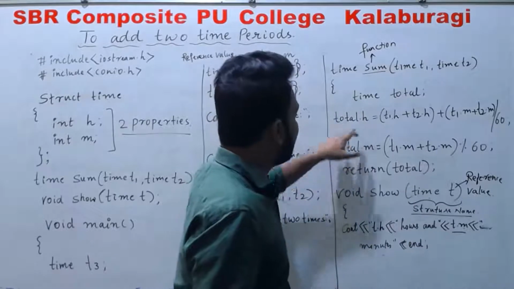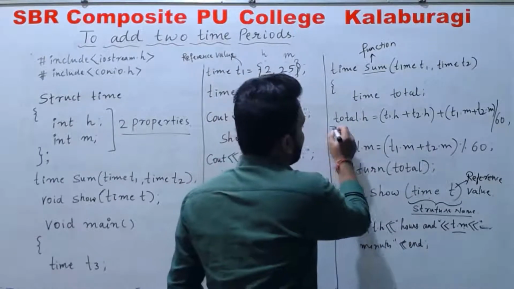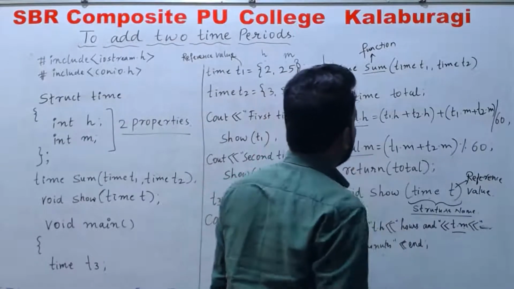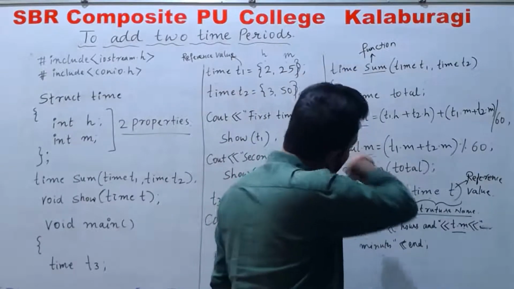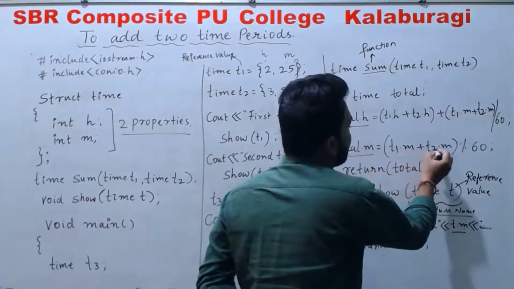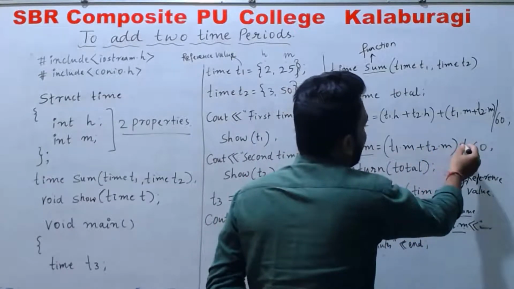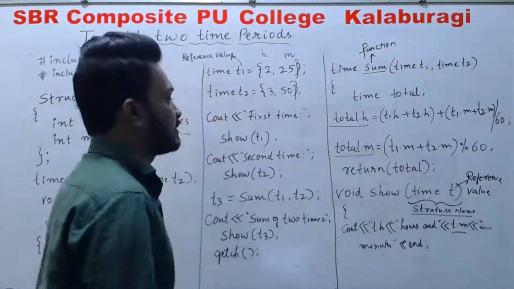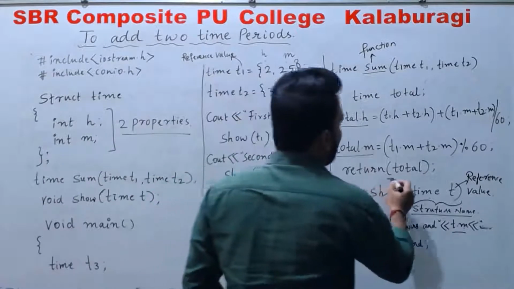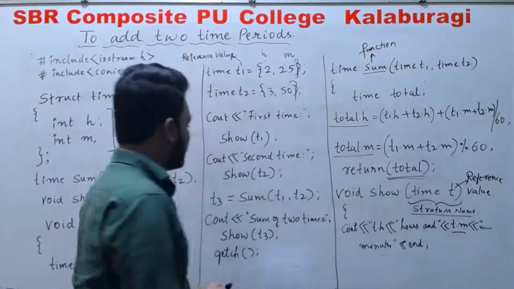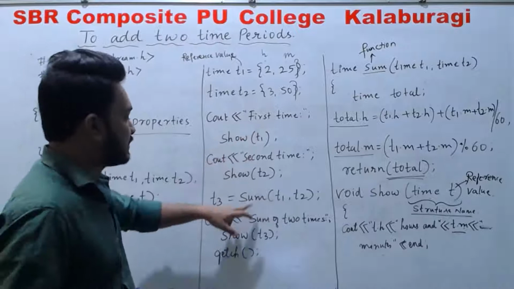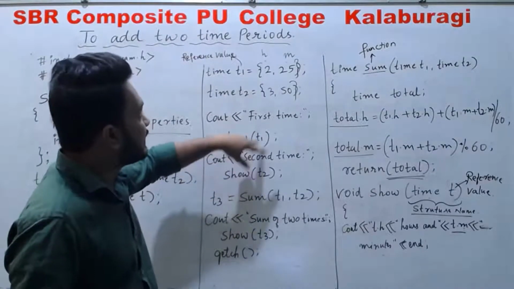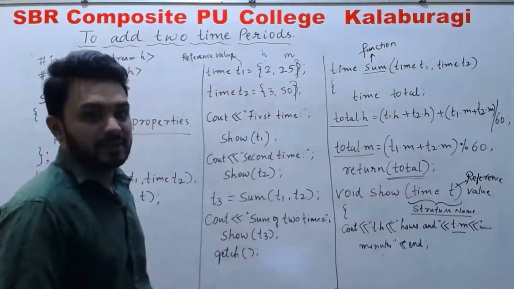The next line is for total hours. Next, we have to calculate total minutes, right? So total minute is t1.m plus t2.m modulo 60. It will calculate the hours, right? Then I am returning the total time here. Then I am calling the function sum. It will calculate t1 and t2 based on hours and minutes, right?